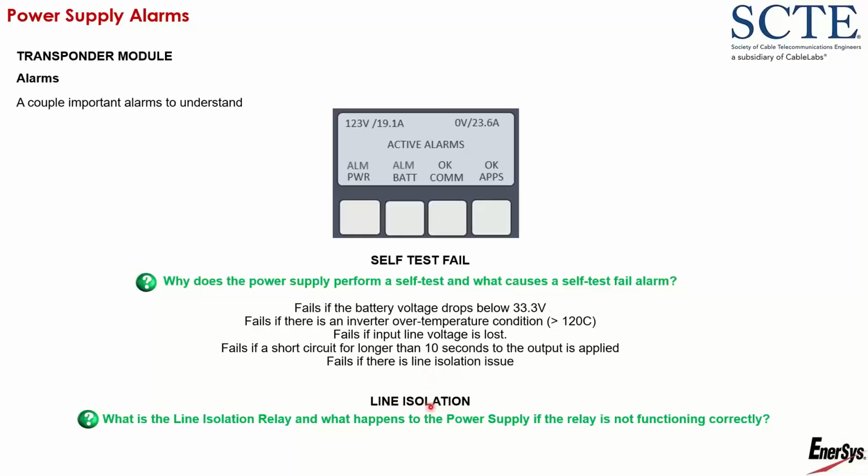Line isolation, we talked about that earlier. That's the little relay that disconnects the power supply from the utility every time we turn on the batteries. If we can't open that relay for some reason, you're going to get a line isolation alarm. And when you get a line isolation alarm, it means two things. One, the power supply won't turn on the batteries. It'll run on the utility power, it just won't run on the batteries. And two, the only fix for a line isolation relay alarm is to replace the power supply.